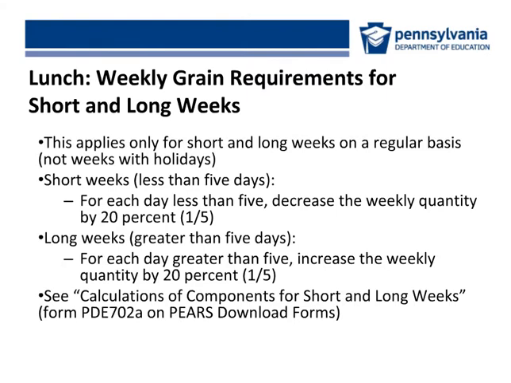This slide shows adjustments made based on the length of the school week for facilities that do not operate on the standard 5-day week. Again, the meal pattern chart on PAIR has been adjusted for the 7-day week. For a shorter week, you would decrease the weekly quantity of grains by 20% for each day less than 5 days. And for a longer week, you would increase the weekly quantity of grains by 20% for each day greater than 5. For additional information, you can refer to Form PDE 702A on PAIR's download form.